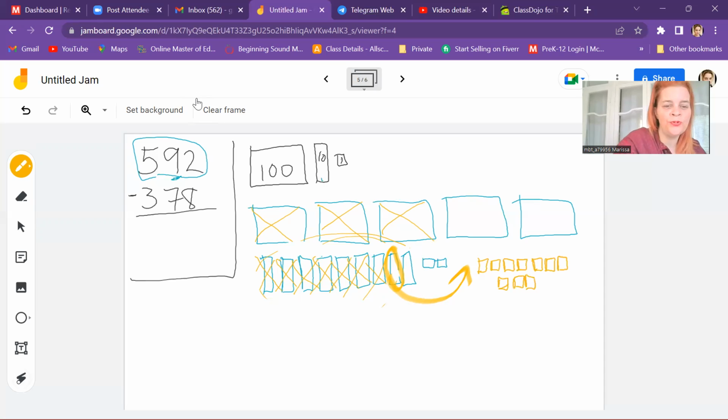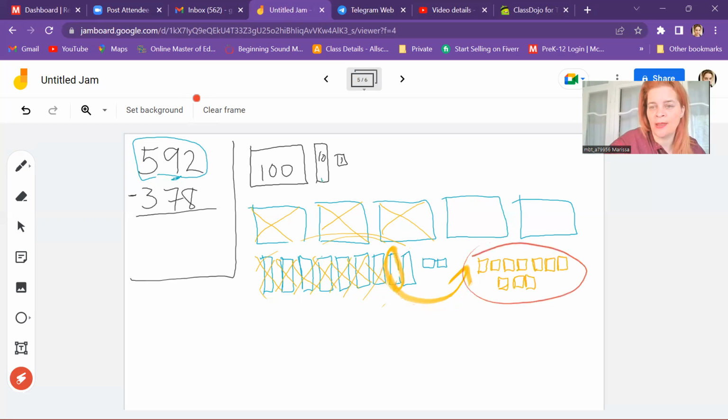I've just moved this 10 right here over here. Now there's 10. Because I have to take 8 from 2, and 2 is not enough to take 8 from. So I'm borrowing this 10 and I'm moving it here. Okay, do you see that?